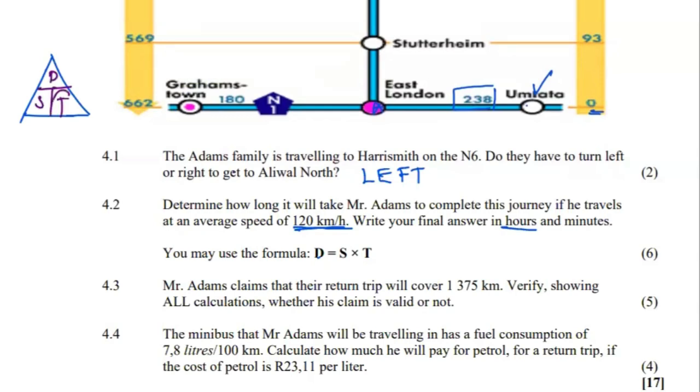So we are looking for time. You pull out time, what's remaining? It's d over s. Wonderful. So you substitute inside. What is the distance? Speed is already given to us, it's here. Distance is missing. But remember, Mr. Adams needs to complete this journey from Umtata to Harry Smith. We need to find the distance.